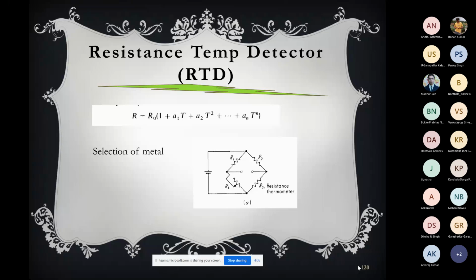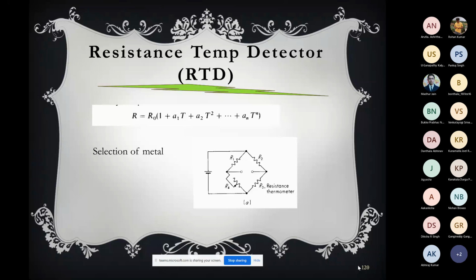So this type of sensor is known as the resistance thermometer, because the resistance is getting changed due to temperature, and based on the change in resistance, you are measuring the temperature.